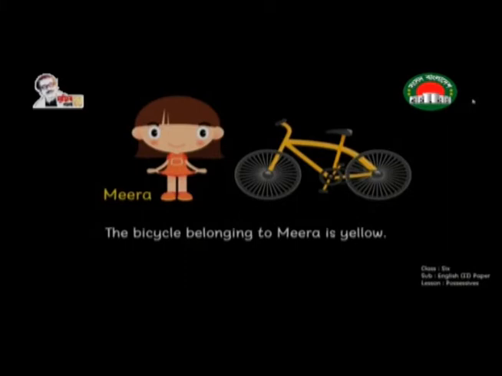Instead of saying the bicycle belonging to Mira, we can just say Mira's bicycle. So the sentence will be Mira's bicycle is yellow. So we are expressing the ownership or relationship between Mira and the bicycle just with that little apostrophe s. Yes, with this little apostrophe s.